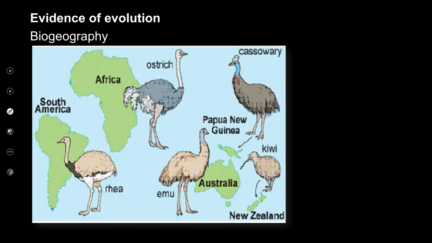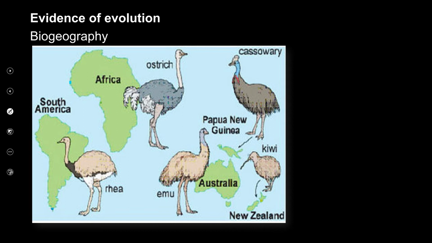Okay, so we are very familiar with the ostrich. We find that in South Africa. There's the cassowary, which we find in Papua New Guinea. The kiwi, which the New Zealanders are known for. We call them kiwis. In Australia, we find the emu. And in South America, we find the rhea. Now, if we have a look at all of these birds, we can see that there are similarities. You know, they have some characteristics in common.